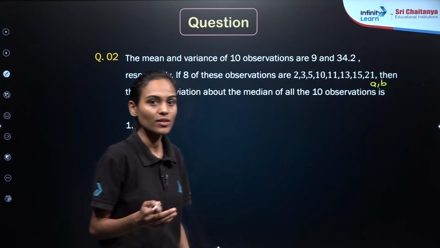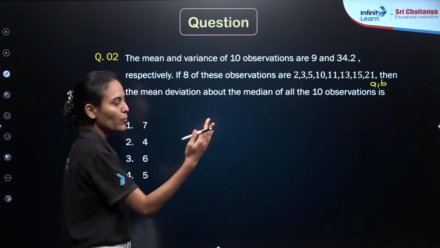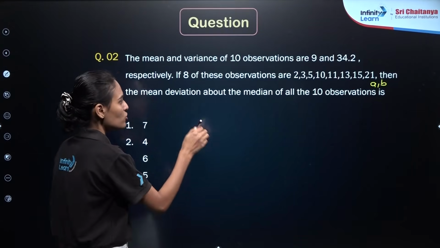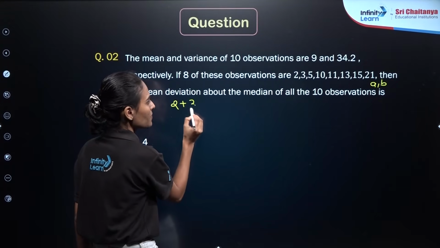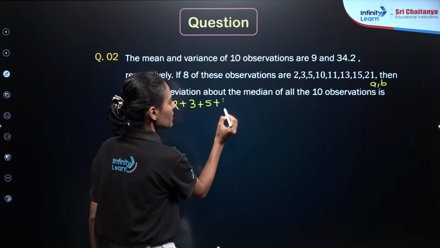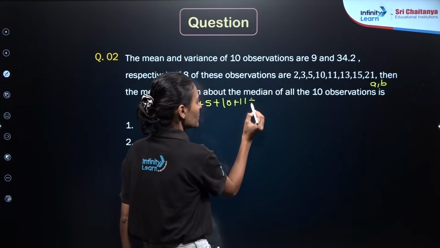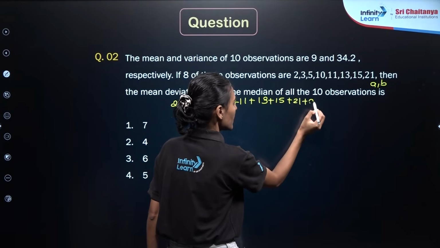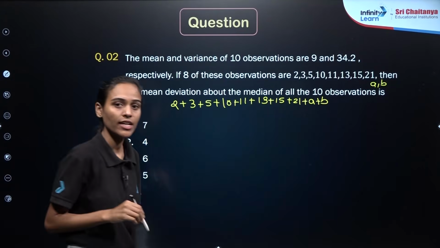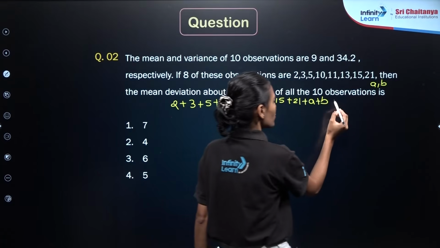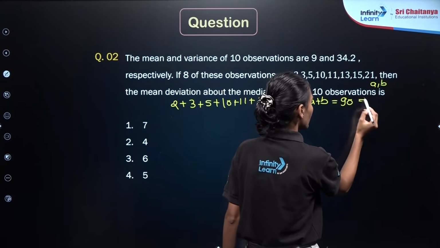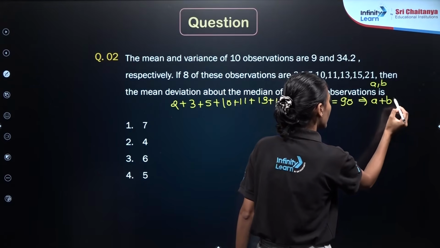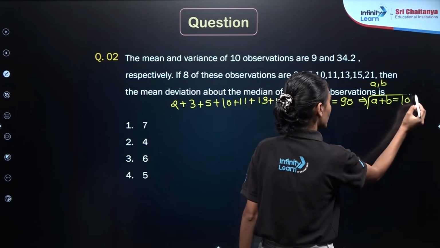Say what is the mean? Mean will be what? Sum of all by how many they are. So if you do, you will get 2 plus 3 plus 5 plus 10 plus 11 plus 13 plus 15 plus 21 plus A plus B divided by 10 equals to 9, means equals to 90. So from here you will get A plus B as 90 minus 80, which is nothing but 10.